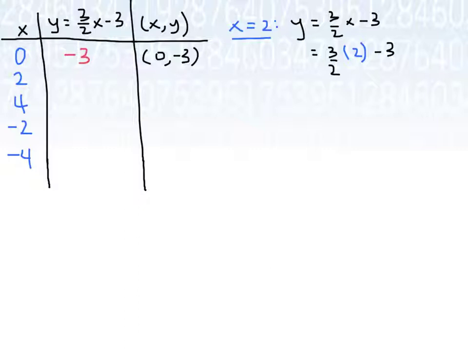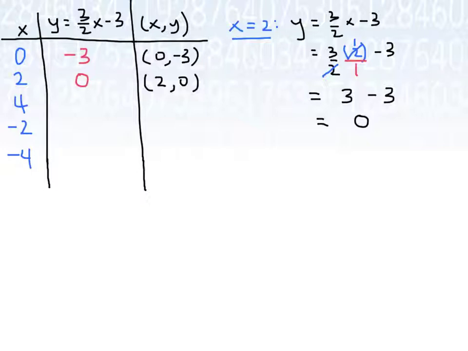subtracting off 3. You'll notice then when you multiply 3 halves times 2, we can always put the 2 over 1 so that we can cross cancel. And you're going to notice that the 2's will cross cancel. 2 divided by 2 is 1. So you are left with 3 times 1, which is 3. We're still subtracting off 3. And we're going to get 0 as our y. So when x is equal to 2, y is equal to 0. And our corresponding ordered pair is 2, 0.